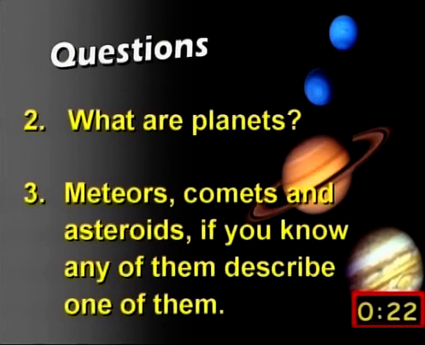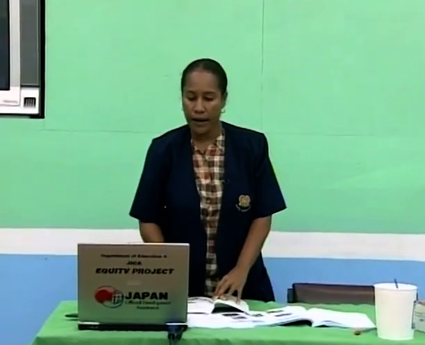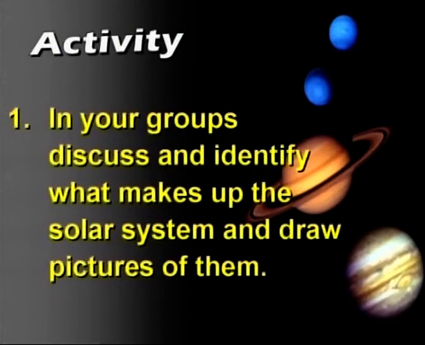All right, I am going to choose one volunteer to show us their picture. 2 or 3 volunteers to show us their picture, and the other 2 to go through question number 2 and question number 3. Write your activity 1. Activity 1 is drawing anything that belongs to the solar system or that makes up the solar system.